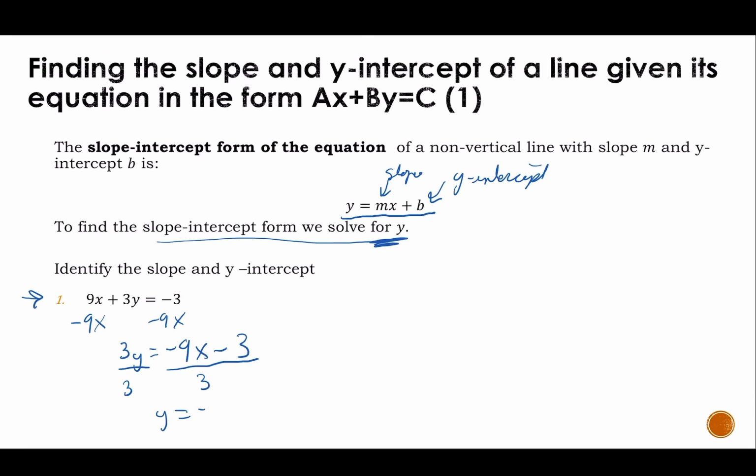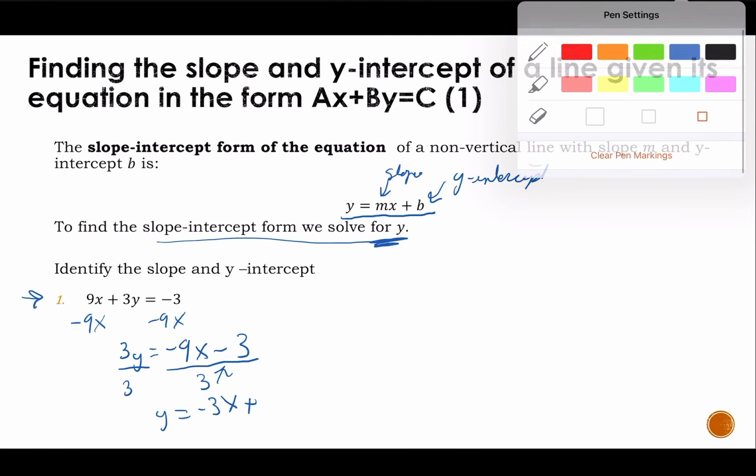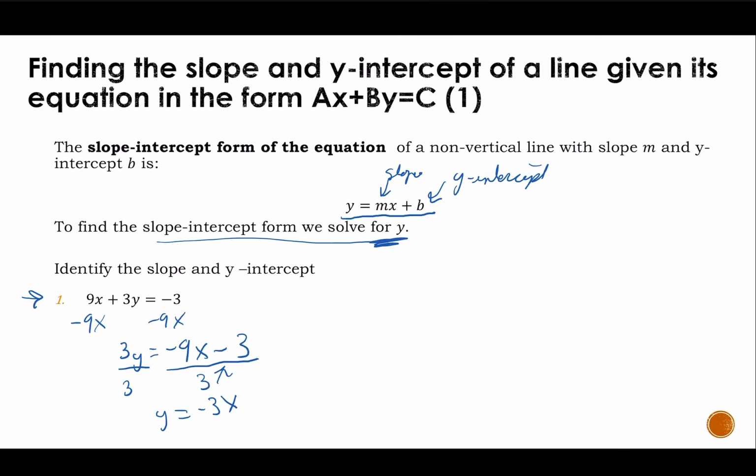So I have y is negative 3x, not plus because the sign didn't change, minus 1. So here I have my slope, which is m, is negative 3, and my y-intercept, which is b, is negative 1. Or I could write it as an ordered pair, because when x is 0, y is negative 1. That's where my graph crosses the y-axis.